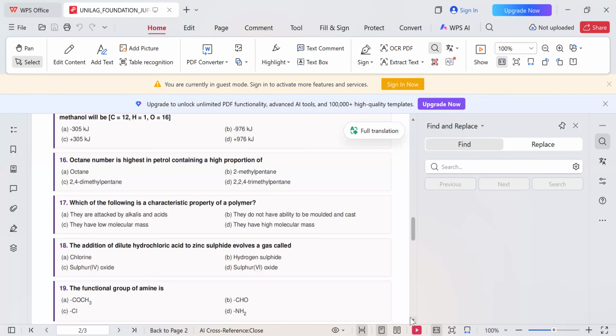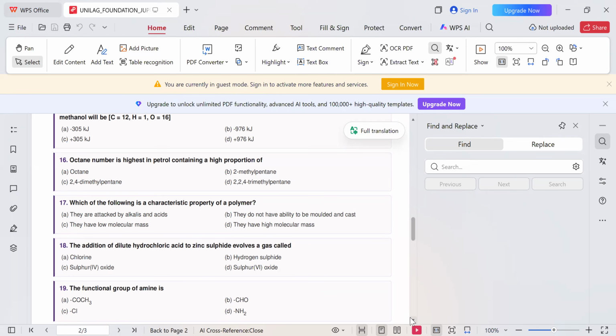Now, to get the heat of combustion, you have to use the formula Q is equal to the quantity of heat divided by the number of moles. So when you divide the quantity of heat by the number of moles, you get 305 kilojoules divided by 0.3125, which gives you minus 976 kilojoules per mole as the heat of combustion.